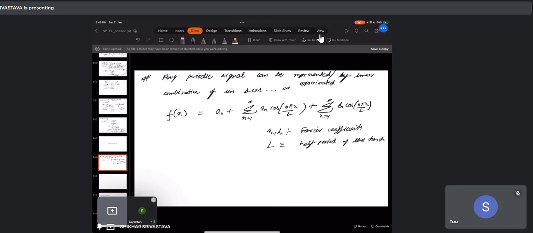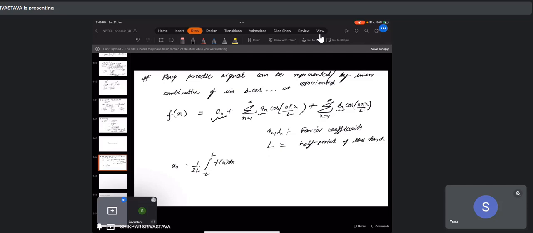Half period of the function. Now, another important thing is you have to evaluate this coefficient. So how to evaluate this coefficient? Suppose you want to evaluate a naught. There is a direct formula that a naught is 1 by 2L, integral from minus L to L of f(x) dx.